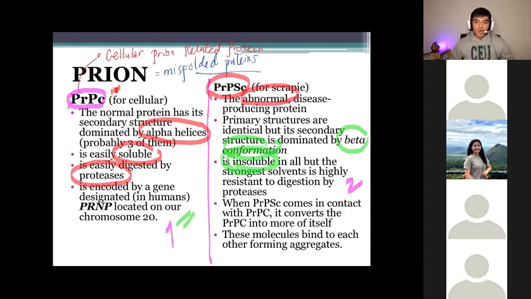So pag insoluble, kapag indigestible siya by certain solvents, anong ine-expect nyo? Sino ang nasa exterior? Is it the polar or the hydrophobic? Kapag hirap tunawin, usually anong maiisip natin? Ano yung nasa exterior? Hydrophobic or hydrophilic? Hydrophobic. Question, pag ang nasa exterior ay hydrophobic, is it good or bad? Bad. Okay, kaya problematic siya. Are you learning so far?